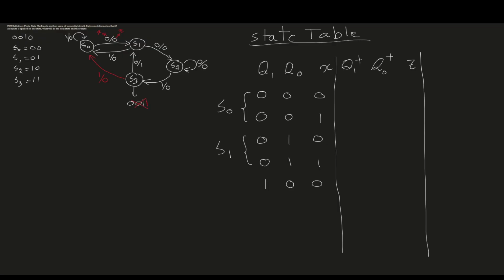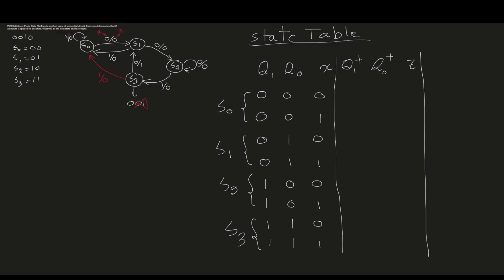Also, same idea. The input could be 0. We could enter 1 as well. So we write it twice, 1, 0. This is S2. And then lastly, we have S3, which is 1, 1. And then the input, we could enter 0 or we could enter 1. So let's write it again, 1, 1. So this will be S3.